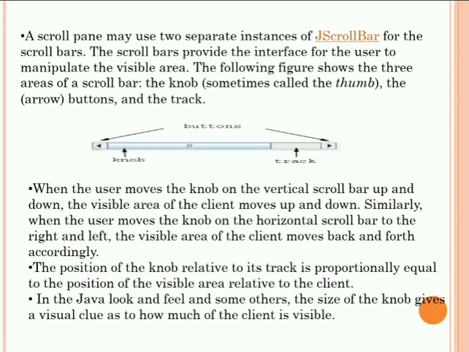The knob is also called a thumb. We can call it a thumb also. The second is the arrow buttons, leftward, rightward. And the third one is the track. Track is nothing but the path on which the knob slides, either left, right, upward or downward. That is given here.